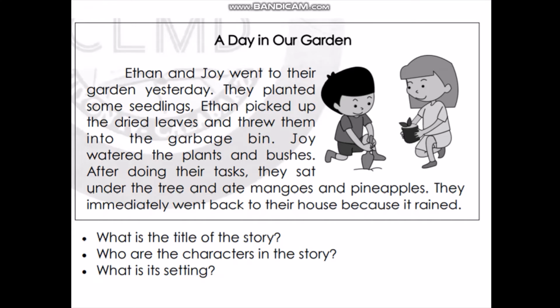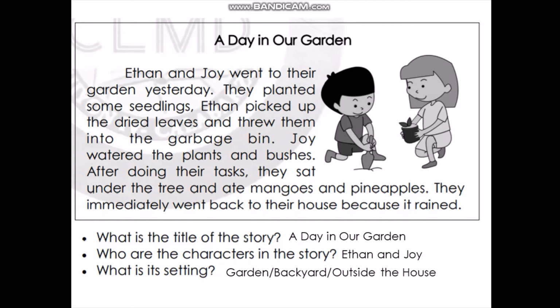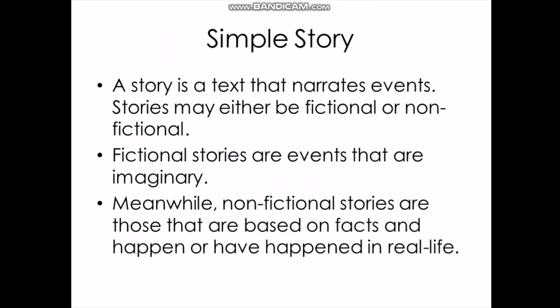So for number 1, the correct answer would be A Day in Our Garden. Second question, who are the characters in the story? The answers are Ethan and Joy. And for the last one, the setting of the story could be a garden, in the backyard, or outside the house. So that one is an example of a simple story.